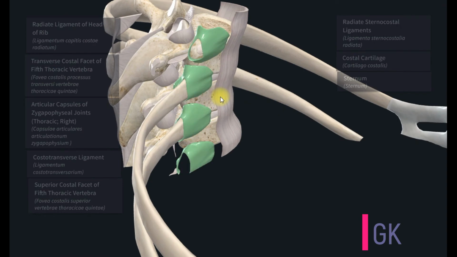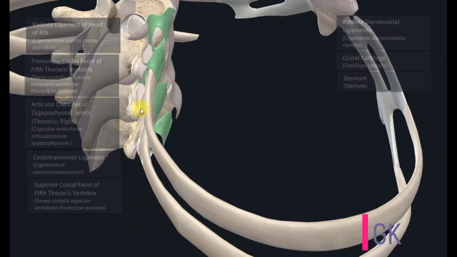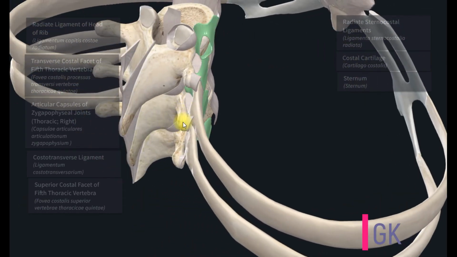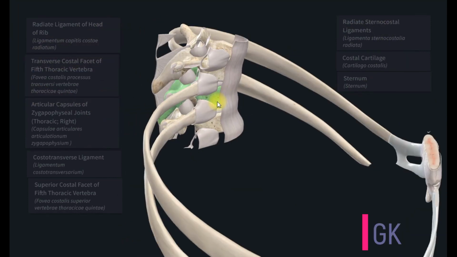First, the joint which is called articulatio capitis costae, between the head of the rib and one or two vertebrae. The second joint is between the tubercle of the rib and the transverse process of the vertebra. The floating ribs do not form this type of joint. Floating ribs have no transverse articulation.